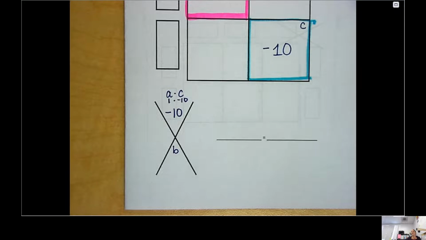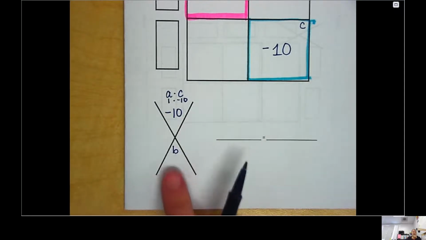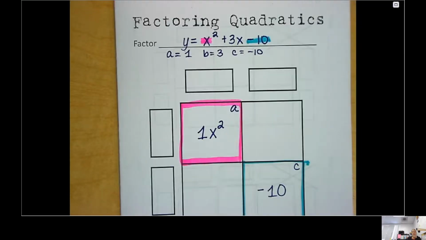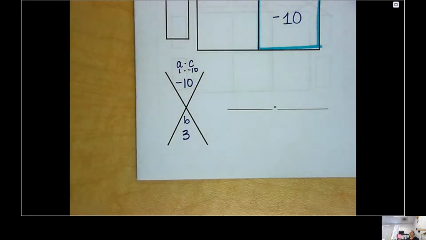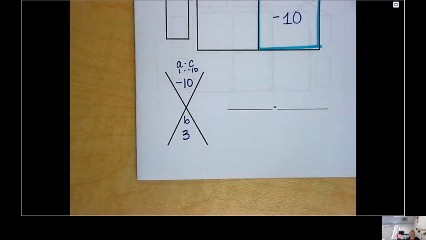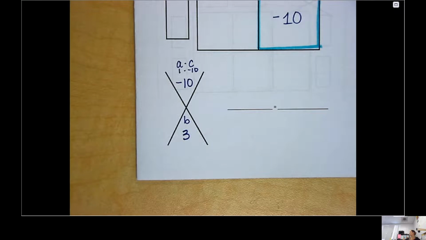So I'm going to come up with two numbers that multiply to give me my A times C value, and they have to add up to be my B value. And my B value is what? 3. Okay. So what I need to do is come up with two numbers that multiply to give me -10. But when I add them together, I get +3. So let's just write out some numbers. What are two numbers that multiply to give me -10?